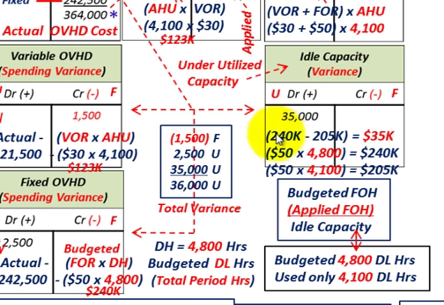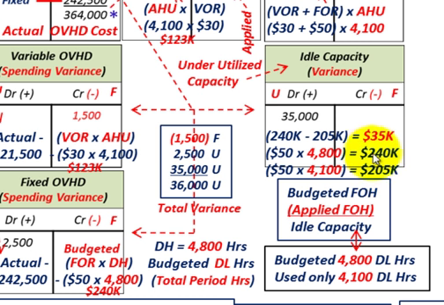Okay, so let's determine this $35,000 idle capacity variance, which is unfavorable. You take your budgeted fixed overhead and then you compare it to your applied fixed overhead. So our budgeted fixed overhead was $50 per hour times the 4,800 hours for $240,000. So that's what we had budgeted. Applied fixed overhead would have been the $50 per hour times 4,100 hours, the actual hours that we used. That gives us $205,000.